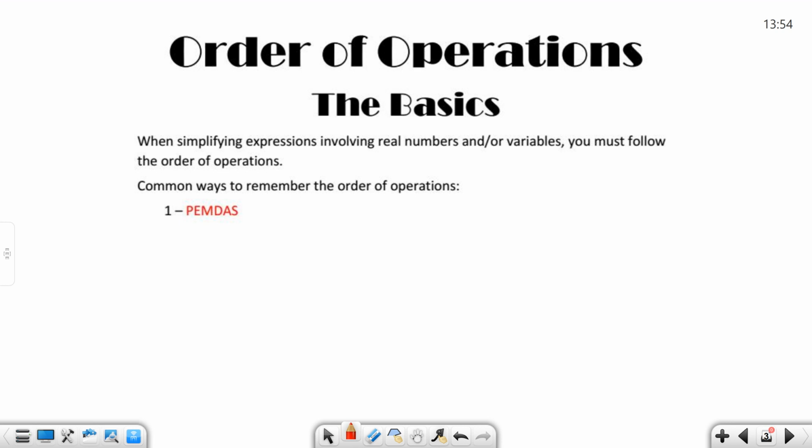One is PEMDAS, P-E-M-D-A-S. The other has PEMDAS in it, but it's please excuse my dear Aunt Sally. I learned please excuse my dear Aunt Sally, but I have many students who come in and say PEMDAS. So those are the two most common ways that I am familiar with, and there may be others, and you may know other ways, and that's fine.